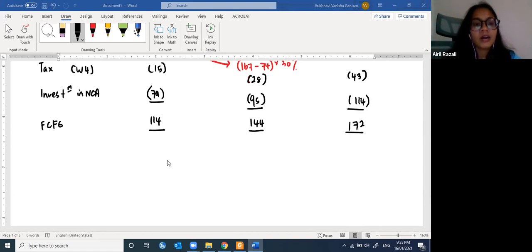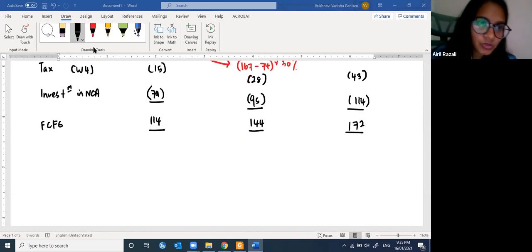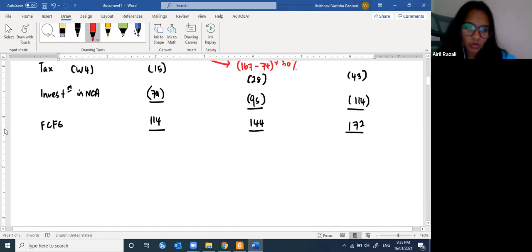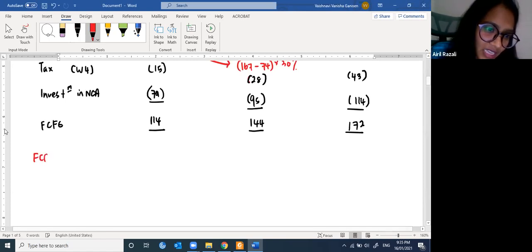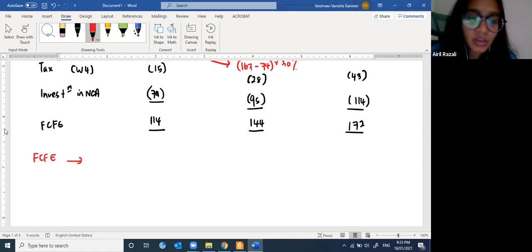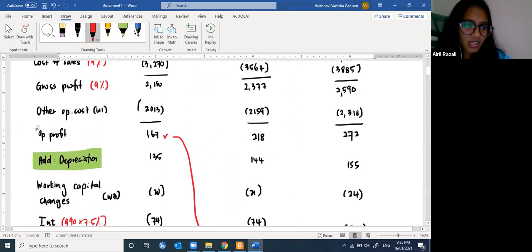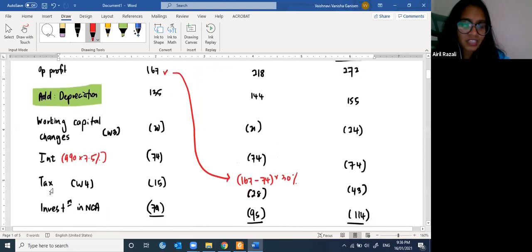Okay, so now this will be the free cash flow to equity. What I will advise you to do, the first thing that I advise you to do whenever the examiner asks you to calculate FCFE, is a cheat code. To make your life easy, you can straight away take your operating profit minus interest minus tax, and then you do any other adjustment. Because you will get the same answer anyway.